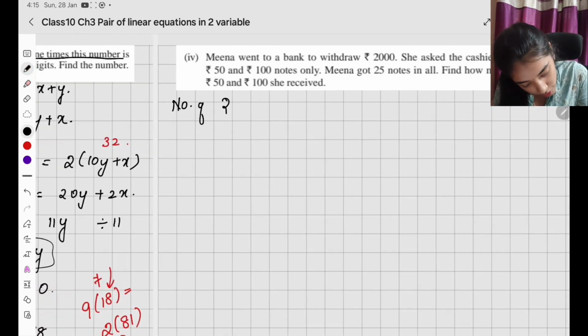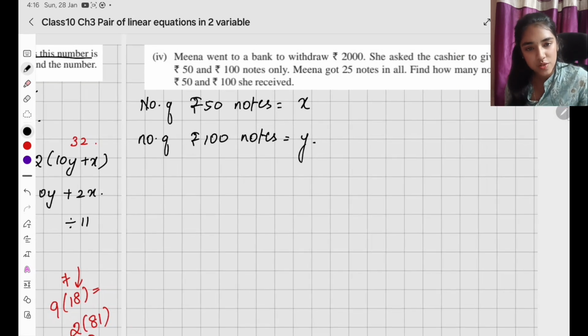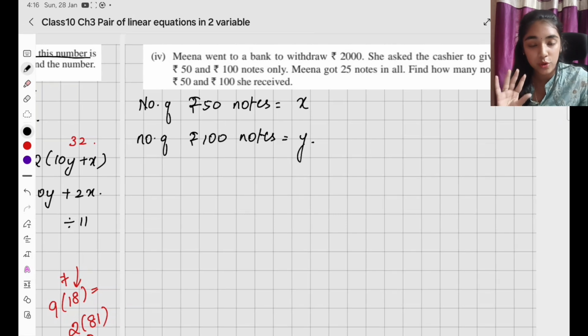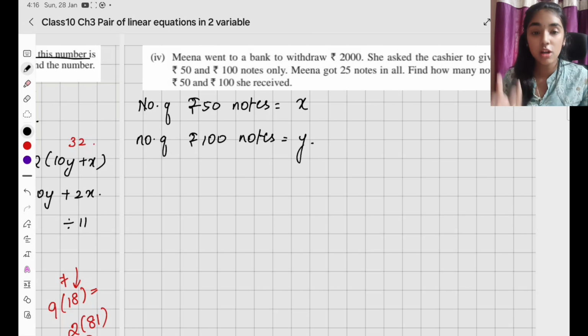Number of rupees 50 notes is going to be x. And number of rupees 100 notes is going to be y. புரிஞ்சுதா? 50 rupees notes வந்து 10 இருக்க போது, 100 rupee notes 20 இருக்க போது. Okay, for example. So we are going to take the number of notes. So Meena went to a bank to withdraw 2000 rupees. She asked the cashier to give her 50 and 100.